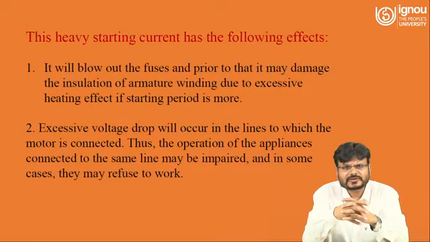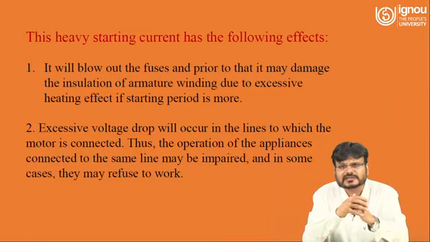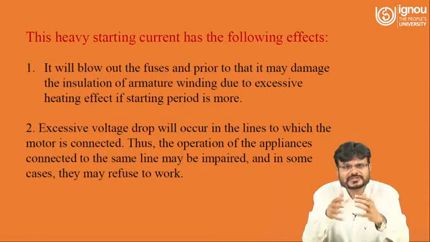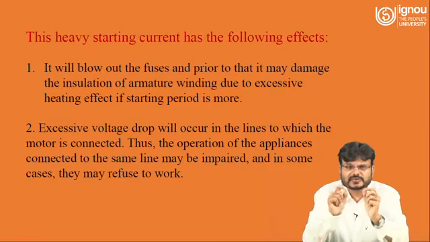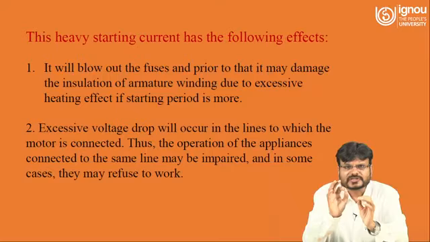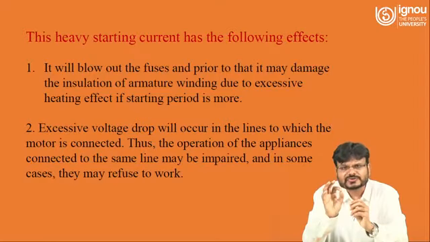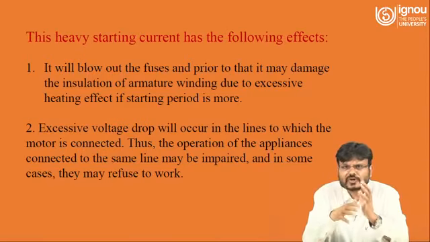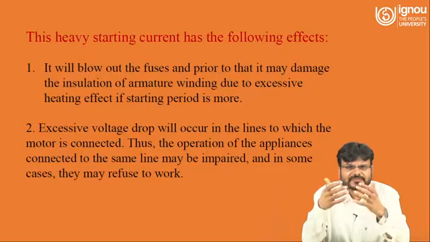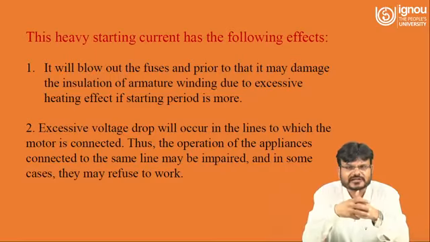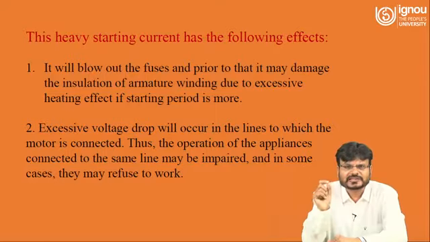The excessive voltage drop will occur in the lines to which the motor is connected. What is the meaning of this? Because this voltage drop is what? Voltage drop can be understood like V is equal to I into R. Because we are talking about the DC motor, we will only consider the effect of the armature resistance. So voltage drop is V is equal to I into R.